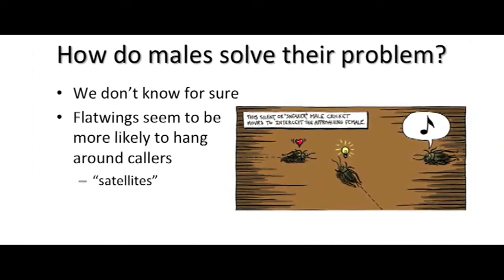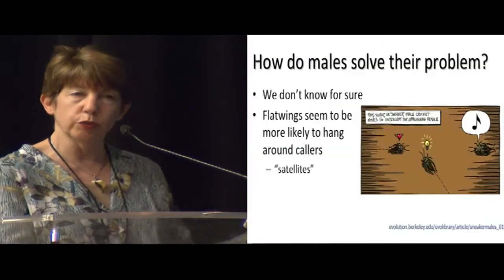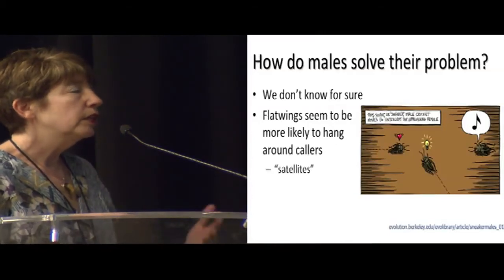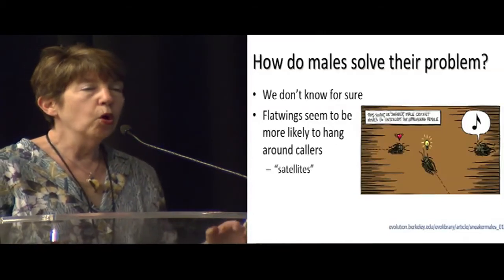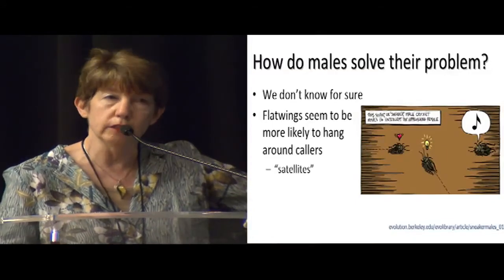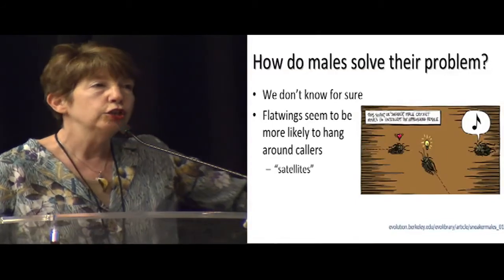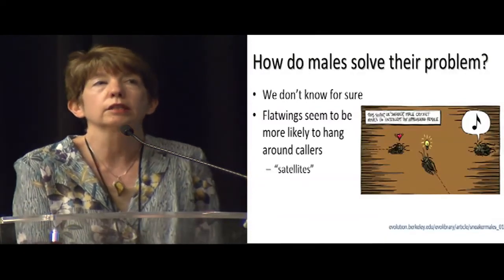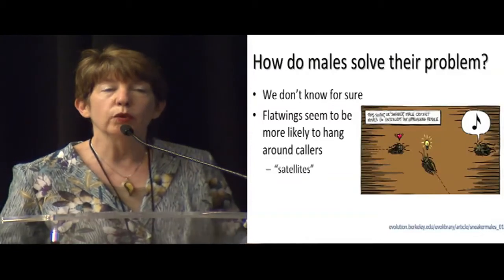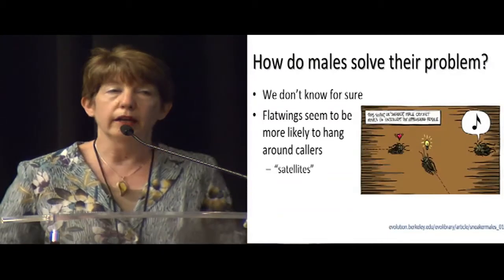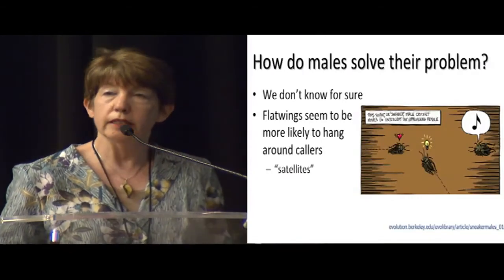What we think is happening is that these new males, which we're calling flat wings, because that's what their wings look like, they look flat, seem to be more likely to just hang around the few calling males that still are in the population. So they're still just sort of standing there. They're not really saying anything. But what that means is that when a female gets attracted to one of those calling males, they can get in the way and try to mate with her. And that seems to work okay for them. But we're still working on this.